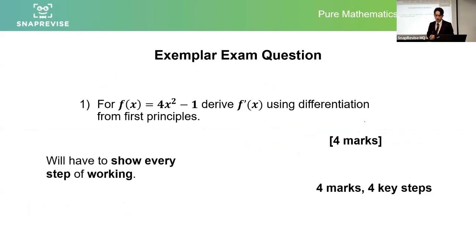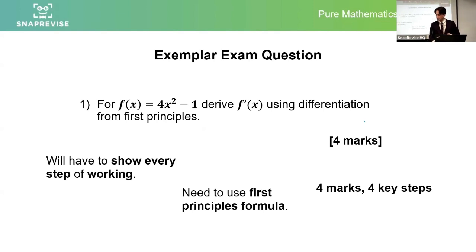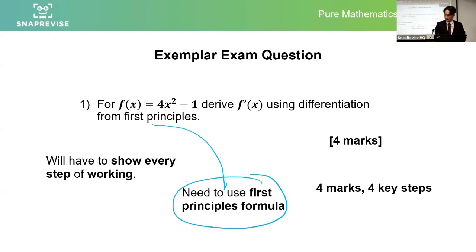So 4 marks, 4 key steps. We'll have to show every step of working because it's first principles. It's a "show that" question, and we must use first principles because they've stated it. So let's have a little look. Derive tells us to use every step.